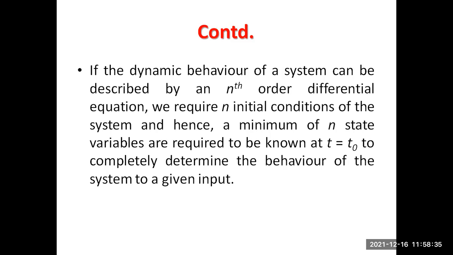It is very simple. If you have a second order system, you need two state variables. If it is a third order system, you need three state variables. These are the minimum number of state variables you require. If you want more, you can take more, obviously. But the minimum number required depends upon the order of the differential equation.